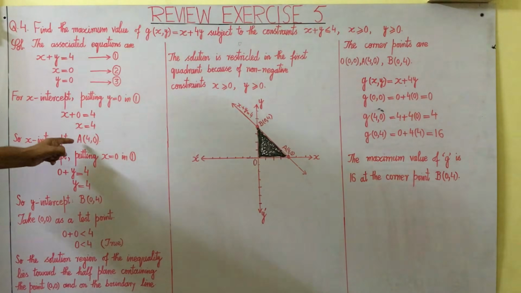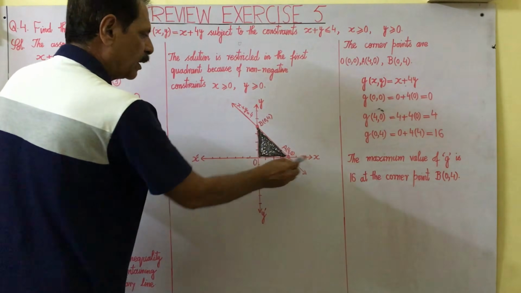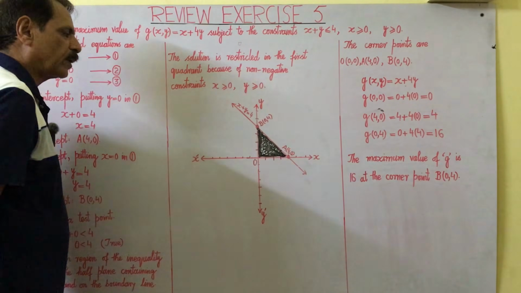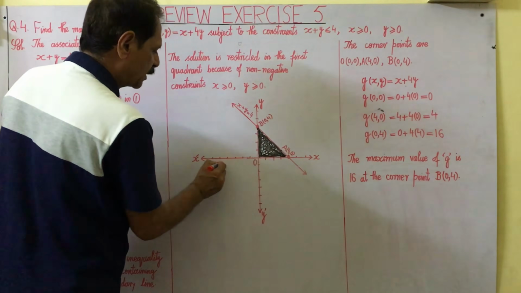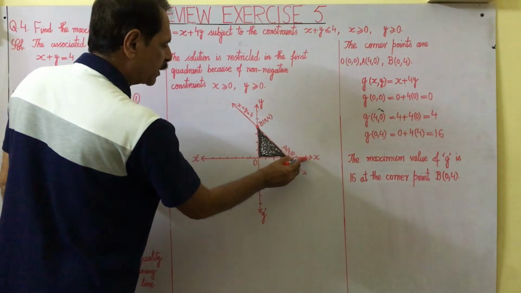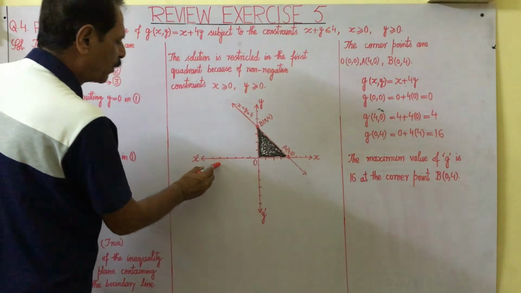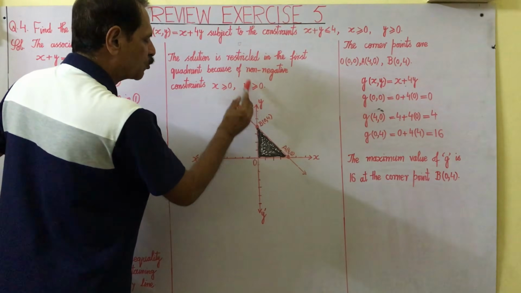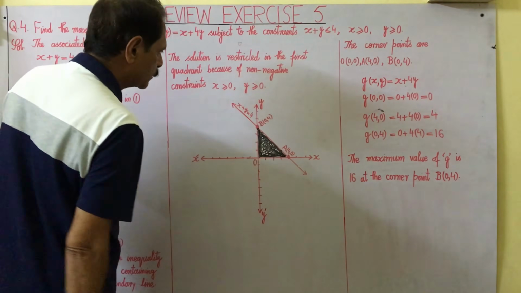Let us first of all plot the xy plane, x-axis, y-axis and origin. Now we mark equidistant points on the x-axis and y-axis: 1, 2, 3, 4, 5, 6 and so on, and -1, -2, -3, -4, -5, -6 and so on.